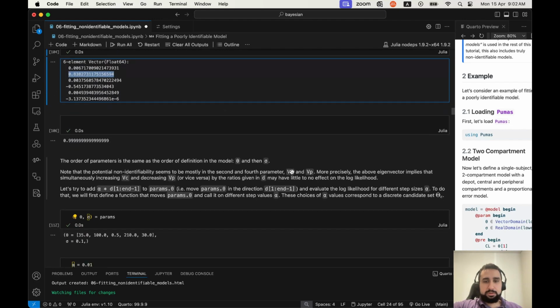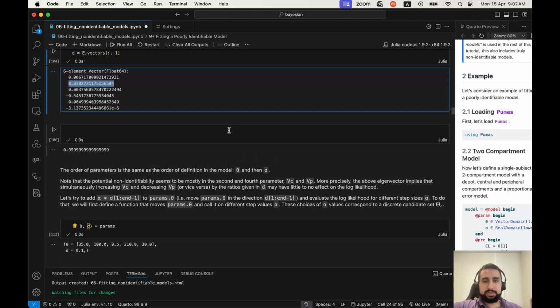Now those parameters correspond to VC and VP. So that's where this fuzziness in the model is, where I can increase VC and decrease VP or vice versa and get roughly the same model at the end, or the same log likelihood. That's what we can read from this vector D. With this information, I can go back to my model and see, all right, what happens if I fix one of those two?